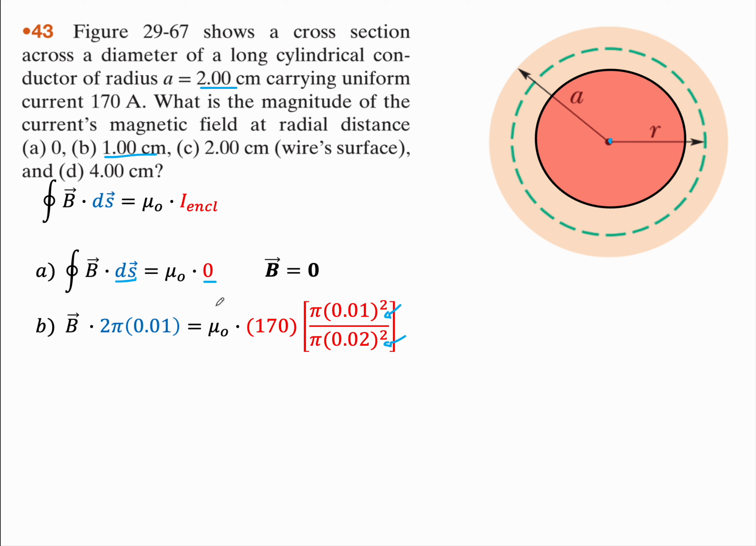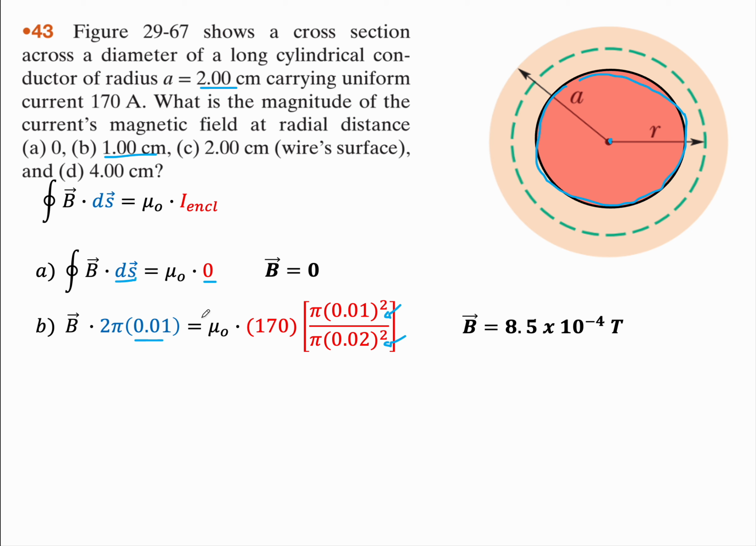Our ds now is going to be the circumference of this loop right here. So that's going to be 2 pi times the radius, which in this case is 1 centimeter. So back here again. Solving that, you'll discover the magnetic field at that distance is about 8.5 times 10 to the minus 4 Teslas.